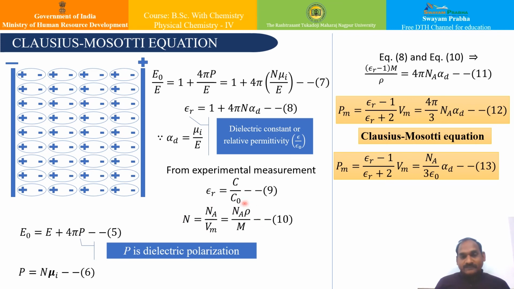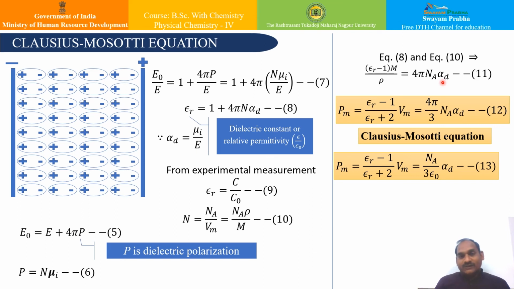Is it okay? So we can have this particular type of expression with this assumption. Now in this expression, this Na is the Avogadro number. From equation 8 and equation 10, we can get this particular relation: epsilon r minus 1 into m upon rho is equal to 4 pi Na into alpha d. I have just substituted the value of n over there.